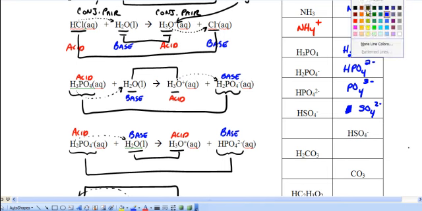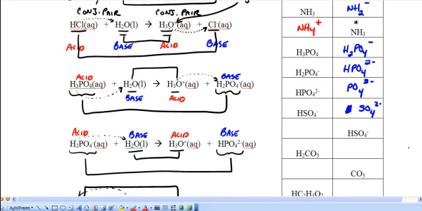However, if that bisulfate ion behaves as a base, it's going to take on another hydrogen, so now you're up to two of them. You were at a 1 minus, but when you add the positive, they cancel, so now it's no charge, it's neutral.